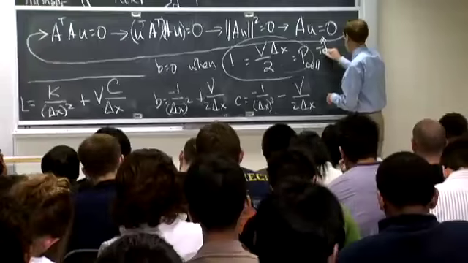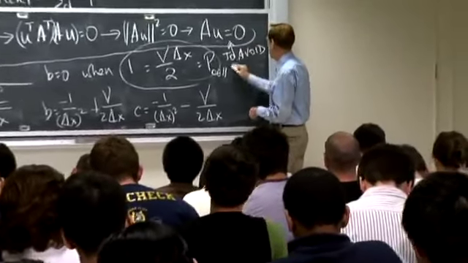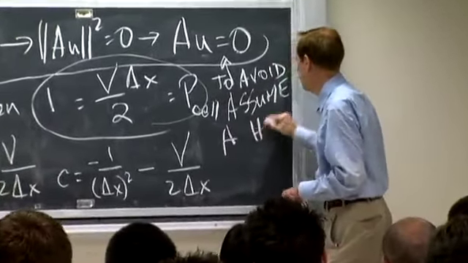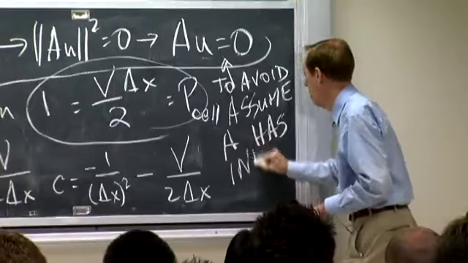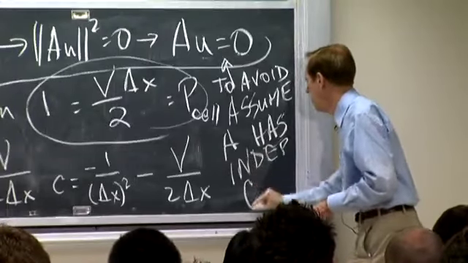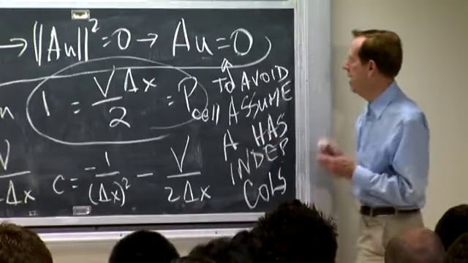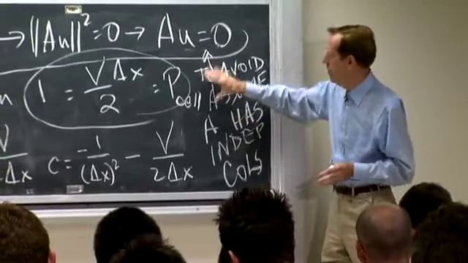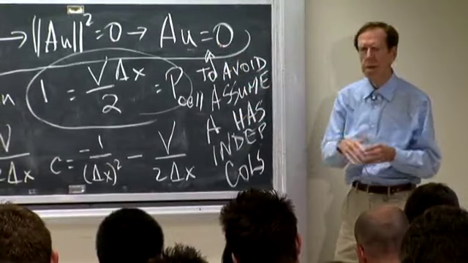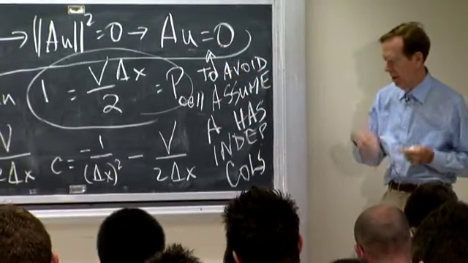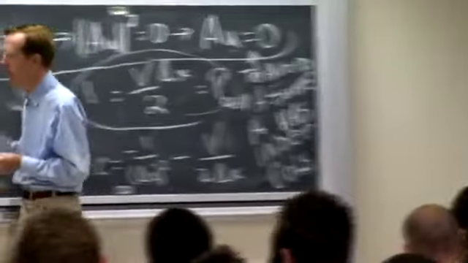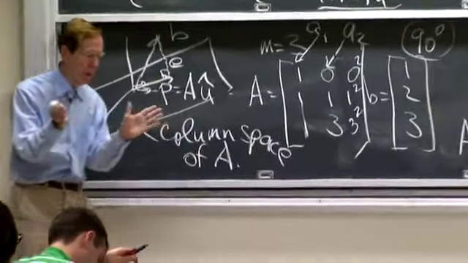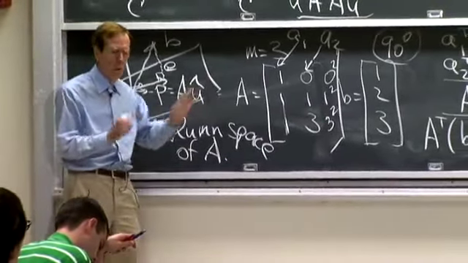So to avoid that, assume A has, this is the key word, independent columns. Since Au is a combination of the columns, independent columns means what? It means that the only combination of the columns to give 0 is the 0 combination. So did I have independent columns over here? I sure did. That column and that column were off in different directions. They were independent, and that's why I knew we were fine.